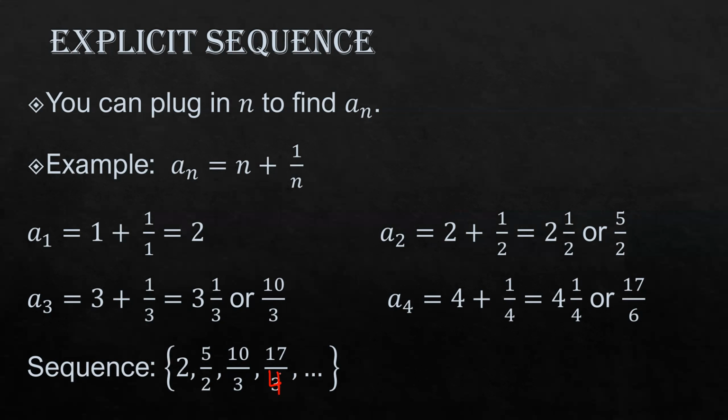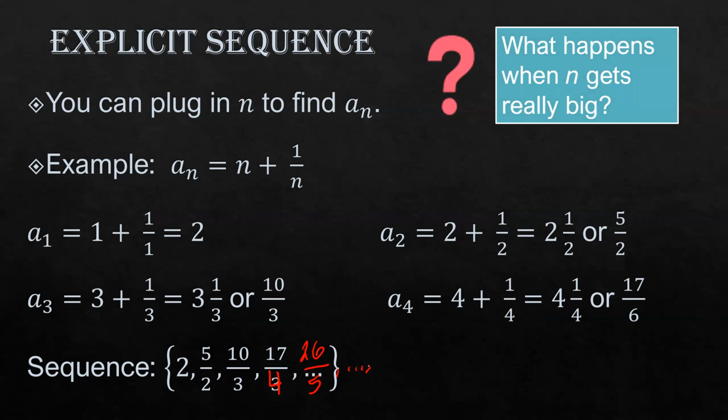And what do you think the next term would be? So the next term, if you follow the pattern, would be 5, and the numerator is going to be 5 squared, 25, plus 1 is 26, and so on, right? So what are we doing with sequences? Well, we may ask, what happens to this sequence when n gets really big?